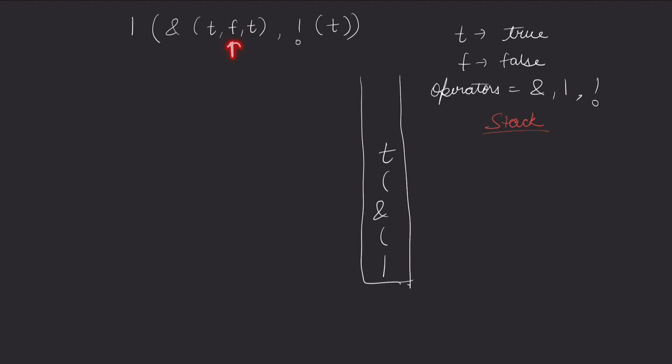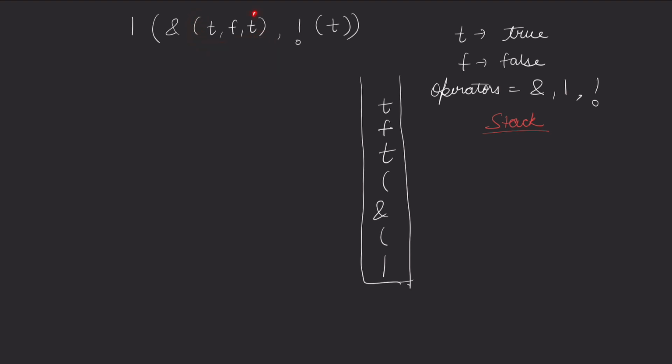Now next is F, so we'll push F. Next is T, right? Next you will see that there is a closing bracket. Now as soon as you encounter a closing bracket, you know that there will be one expression that is ending at this point, because in the question it is given to us that this binary expression will always be valid. So for this closing bracket, there will always be a corresponding opening bracket inside which the expression will be enclosed.